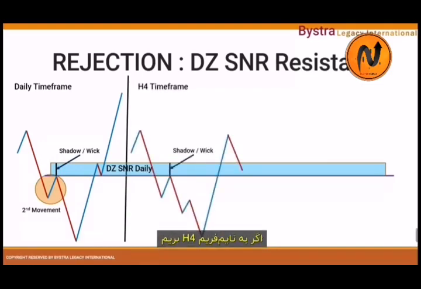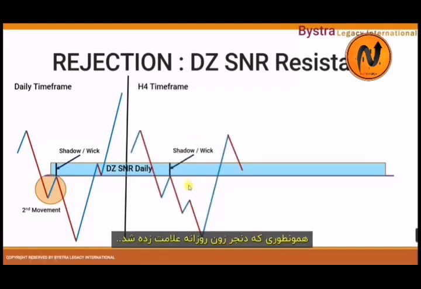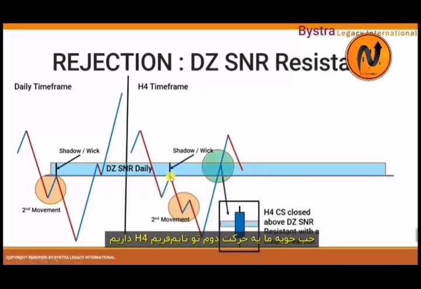If we move to the H4 time frame, same as well, with the danger zone of the daily marked, we only need to find the second movement. Okay, good. We have the second movement on the H4 time frame. Next, what should we do?